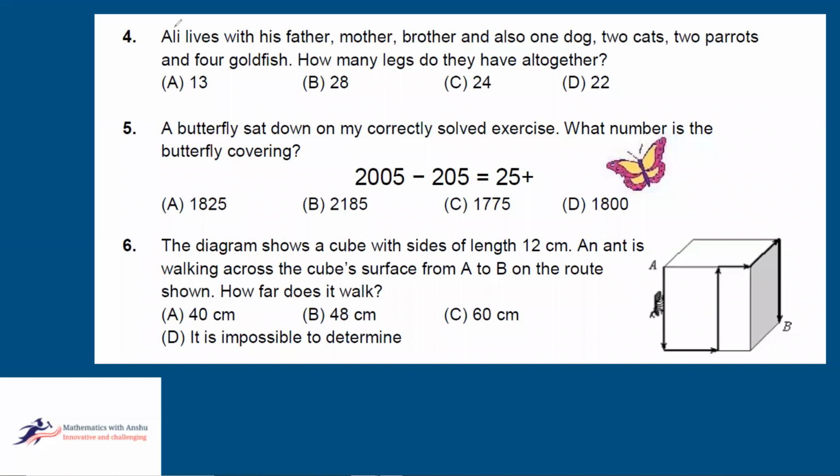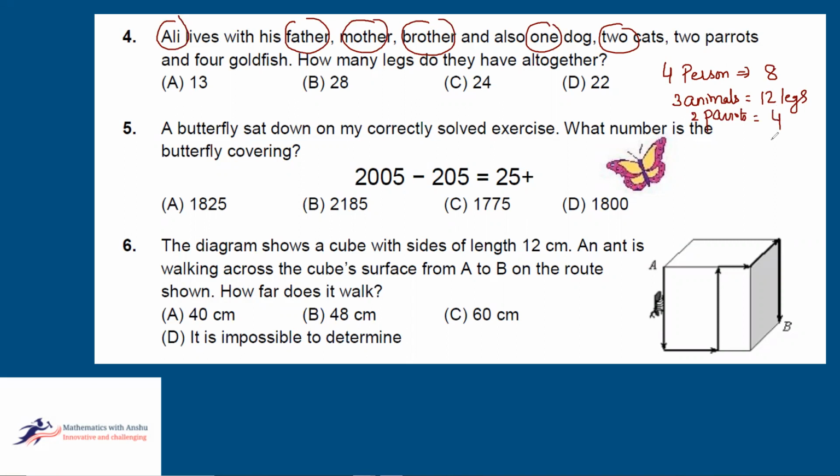Now see this question. Ali is 1 person, father 2, mother 3, brother 4. So 4 persons. How many legs? 2 legs each, so 8. Now here 1 dog and 2 cats. So 3 animals. How many legs? 12 legs, sorry. 2 parrots, so 2 legs each, so 4. So total how much? 12 plus 12, 24. Because a goldfish doesn't have legs. So 24 legs would be the answer.